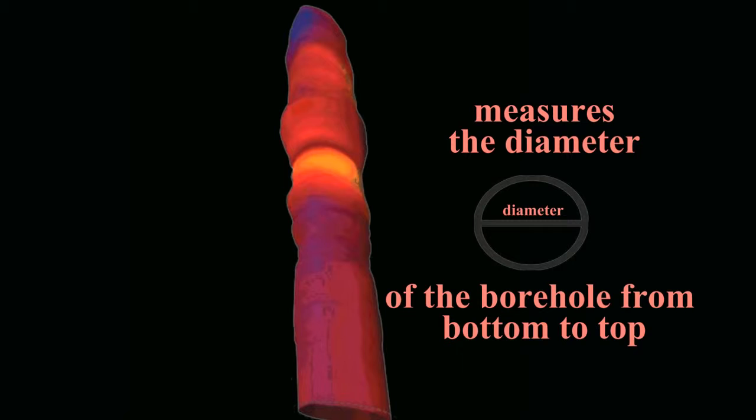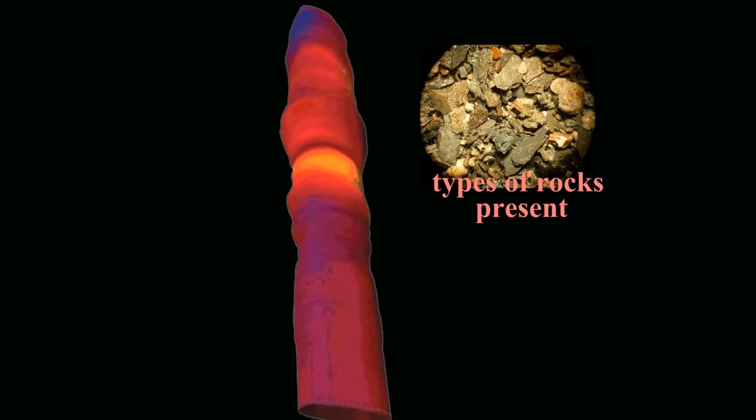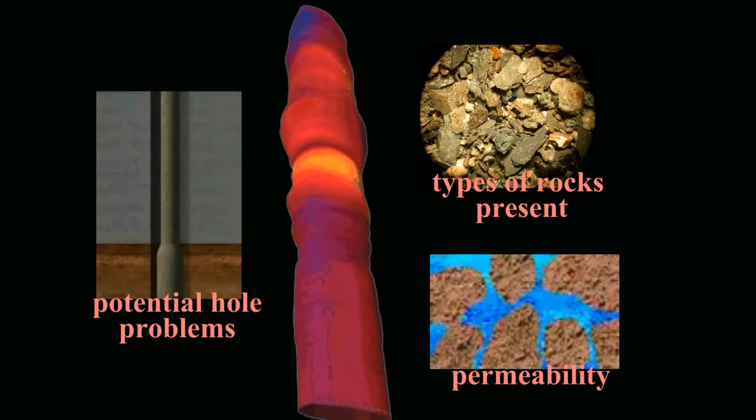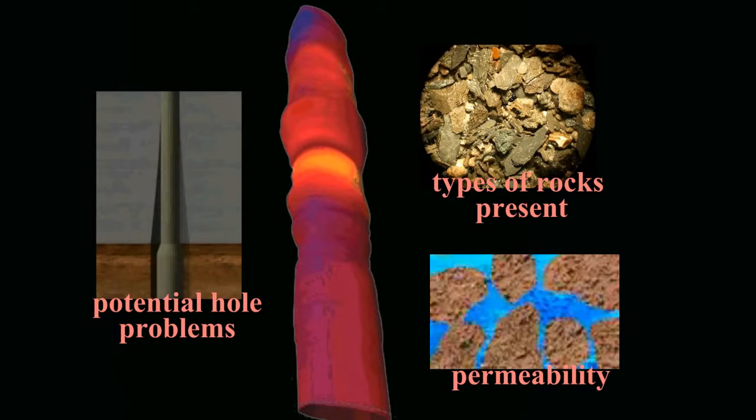The last log we will describe here is the caliper log. It is used to physically measure the diameter of the borehole from bottom to top. The hole diameter can give an indication of the type of rocks present, a general indication of permeability, plus it gives the drilling department an indication of potential hole problems.